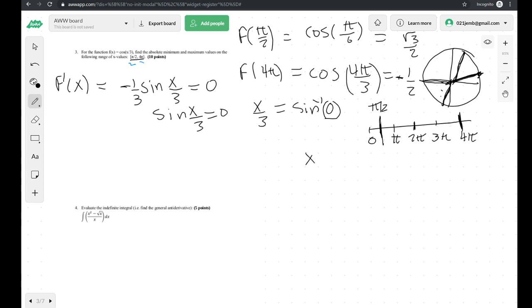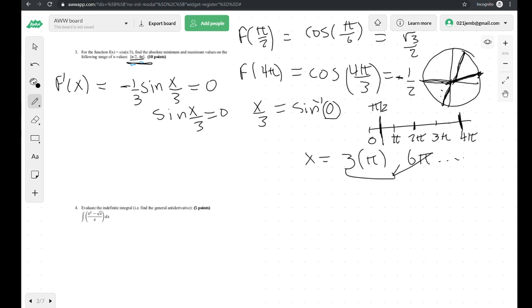So we can say that, therefore, x equals 3 times all of our possible critical points. So we have pi, so x equals 3 pi. We also have 3 times 2 is 6 pi, and so on. But we're only falling in the interval that we're given, which is from pi over 2 to 4 pi. So 6 pi is irrelevant, and we only care about 3 pi. There you go. So we have pi over 2, 3 pi, and 4 pi. Those are going to be our critical points.